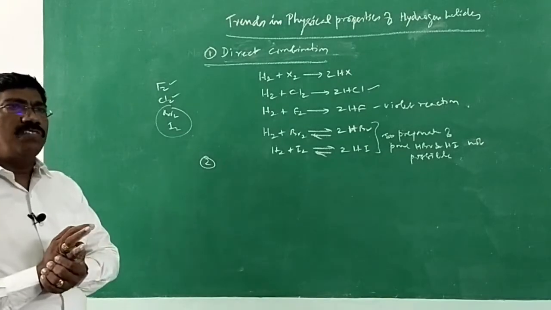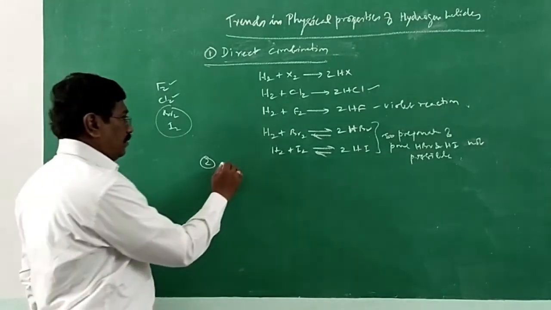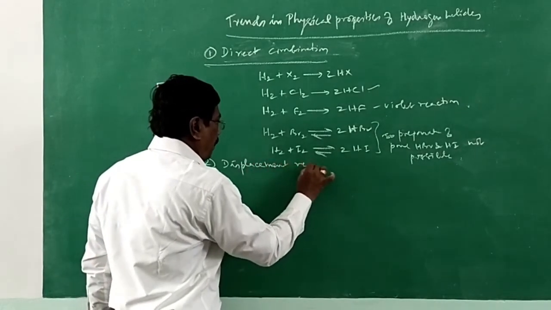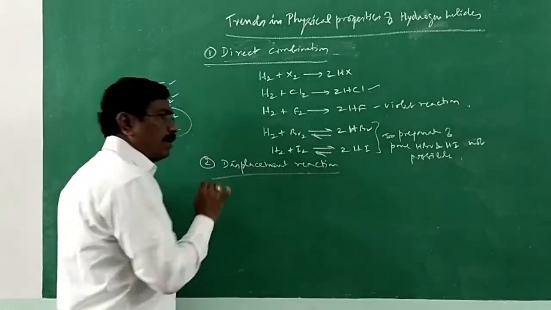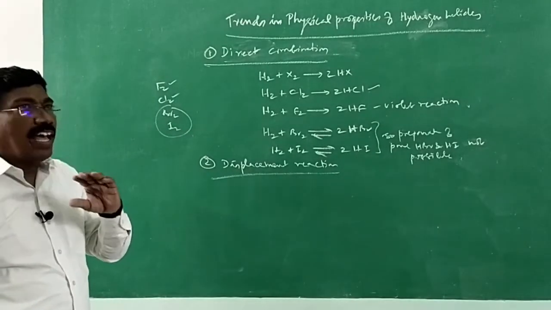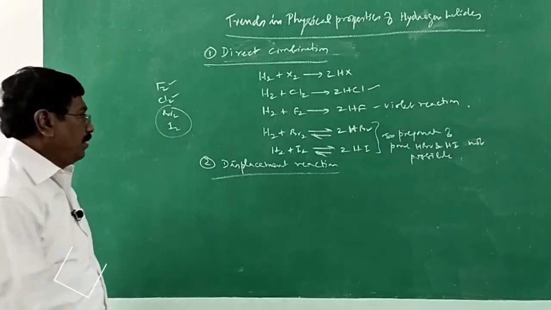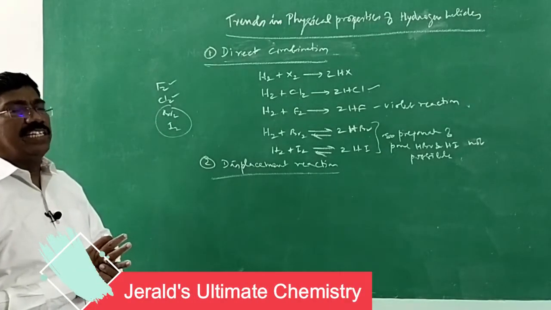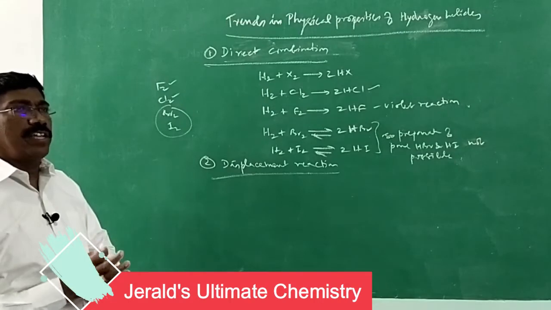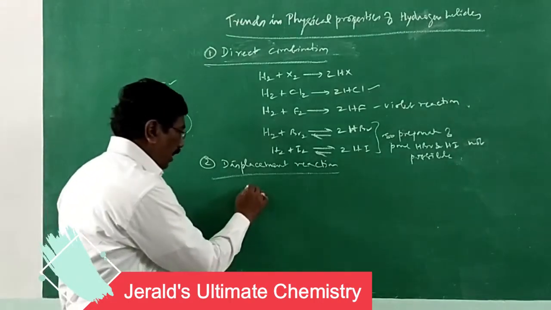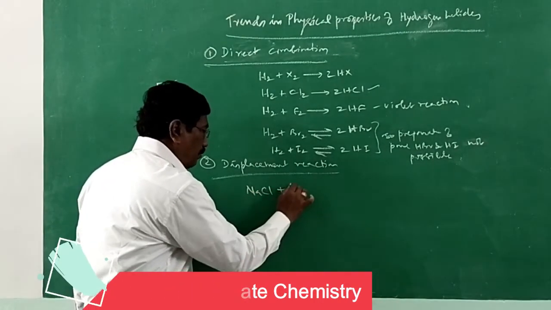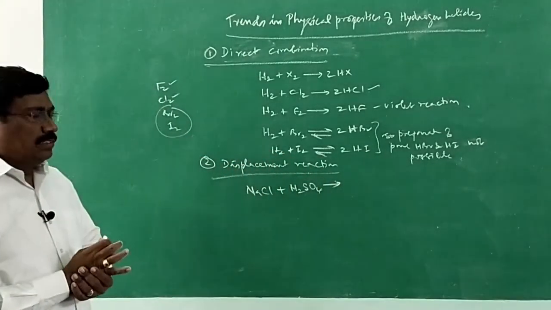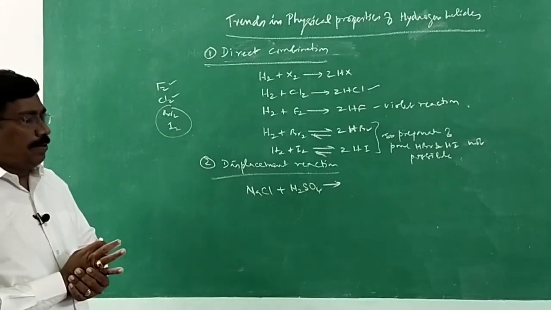Then displacement reaction. What do you mean by displacement reaction? Replacement of halogen. That is, when sodium halide is made to react with sulfuric acid. For example, sodium chloride is made to react with sulfuric acid. We have seen this reaction earlier. I think you are remembering this.